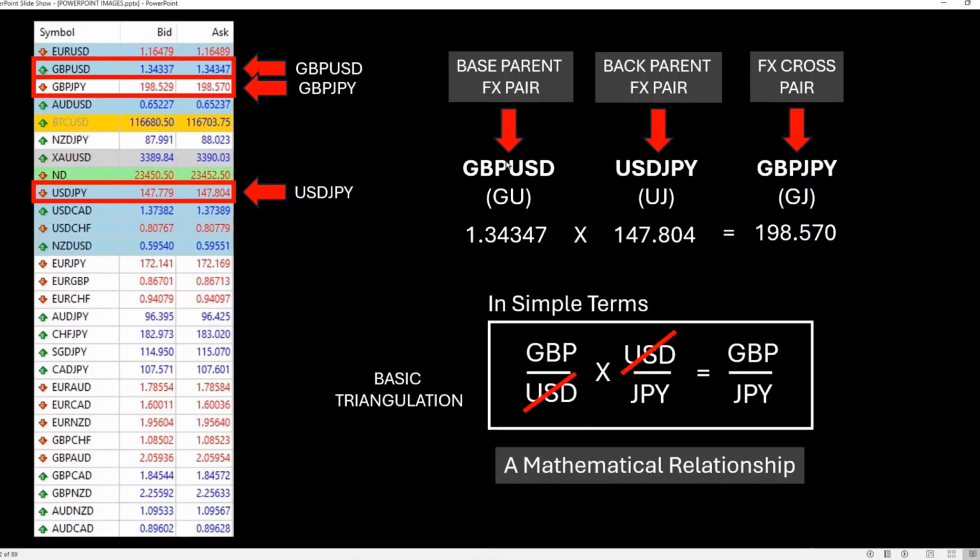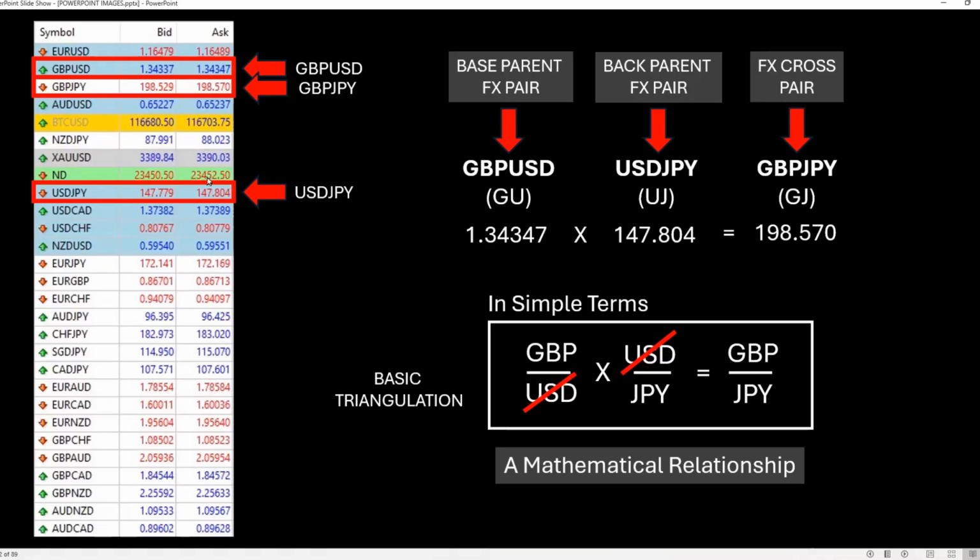Any movement in GU and any movement in UJ will obviously affect the exchange rate for the GJ. Conversely, any movement in the GJ will also affect these other two forex pairs, GU and UJ. They are all interconnected. There is a very strict mathematical relationship. So this is the first thing I want you to understand. We call it triangulation.